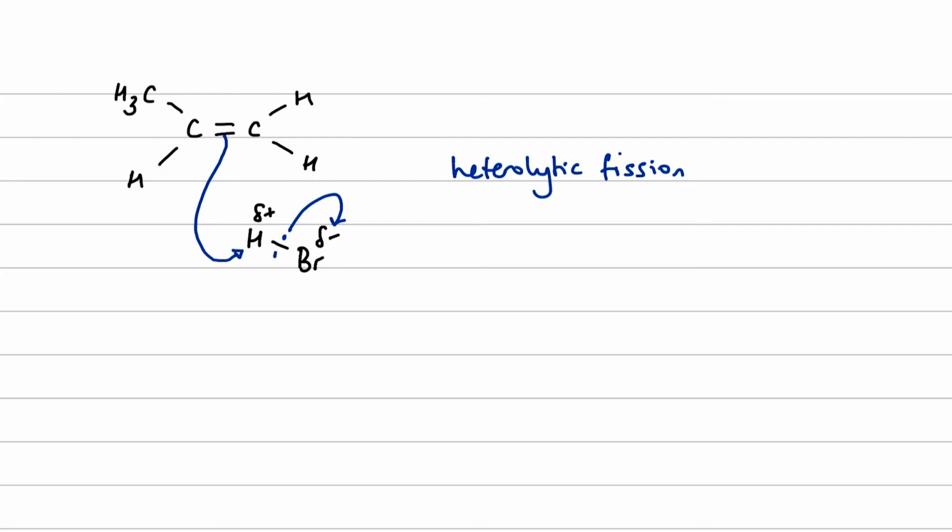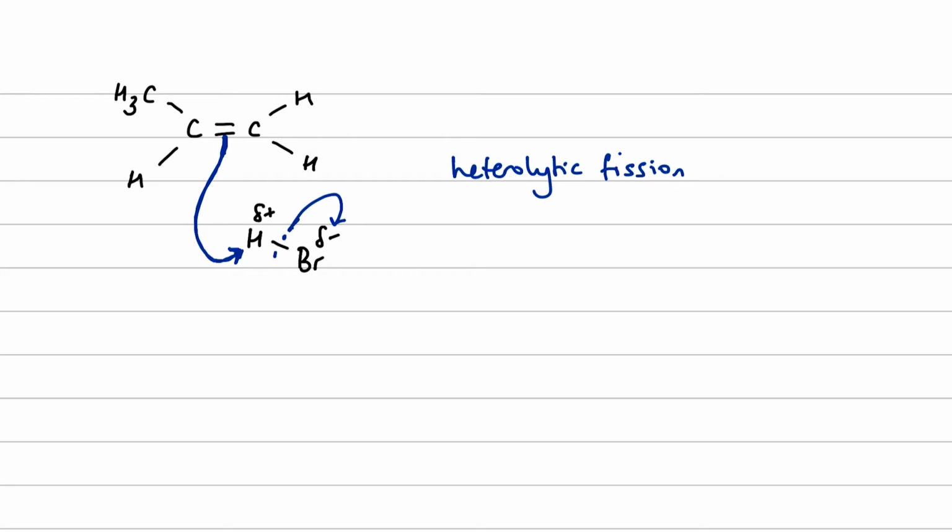Note also the use of arrows. They're double-headed arrows because we're showing the movement of pairs of electrons, and I'm very, very specific about where my arrows start. So they're going from the pi bond and it's attacking the hydrogen.